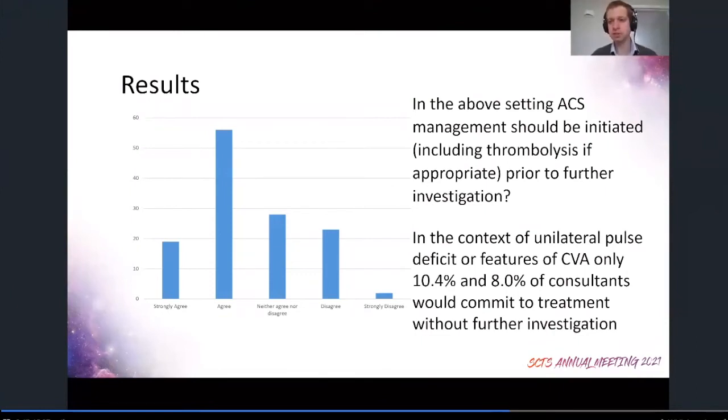However, in cases where the patient additionally had unilateral pulse deficits or features of stroke, the proportion of respondents who would then commit to antiplatelet or thrombolytic therapy fell to 10.4% and 8% respectively. So clearly these features that may be associated with aortic dissection are very much protective from mismanagement or a delay in diagnosis. Whereas with simply acute chest pain and ischemic change on ECG, these patients are very much more exposed to delays and mismanagement.